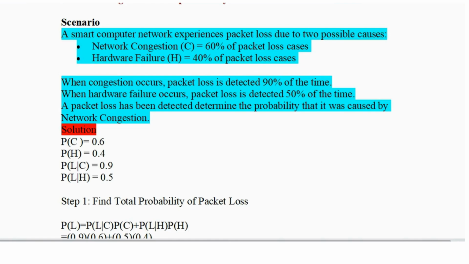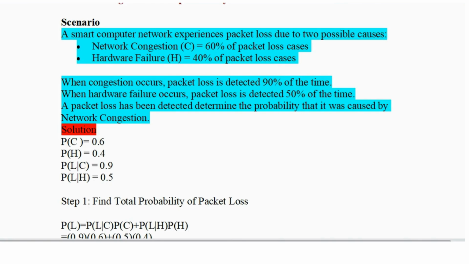So when congestion occurs, packet loss is detected 90% of the time. So here, congestion has already occurred. Okay, so that is your given condition. During that time, the packet loss detected is 90%. And when hardware failure occurs, so the given condition is hardware failure, during that time packet loss detected is 50%. Okay, so what you're asked to find is: a packet loss has been detected, determine the probability that it was caused by network congestion.